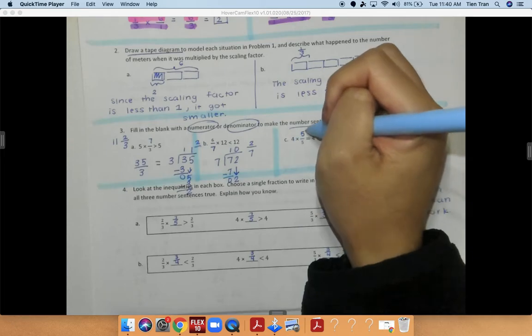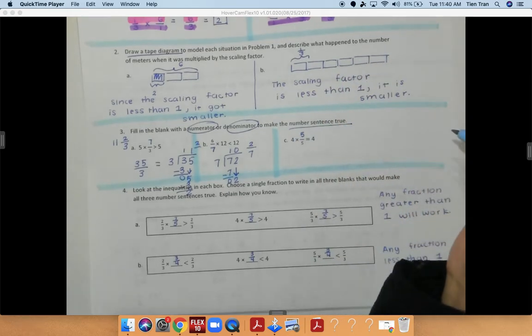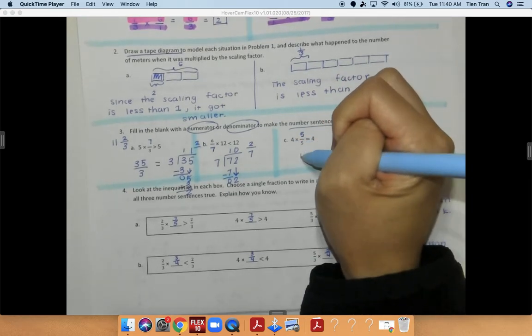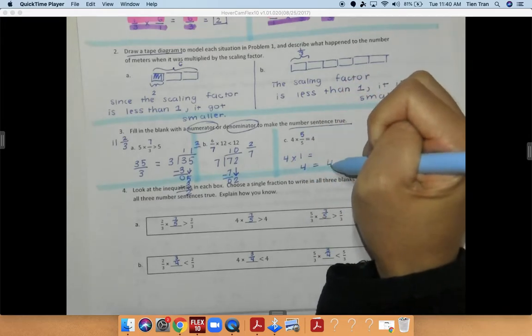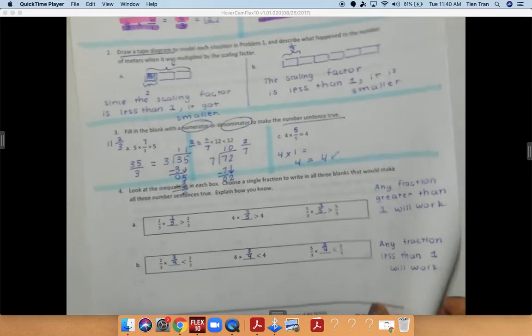Next, we have 4 times 5/5, which is equal to 4. So 5 divided by 5 is equal to 1. 4 times 1 is equal to 4. So they are both equal to each other.